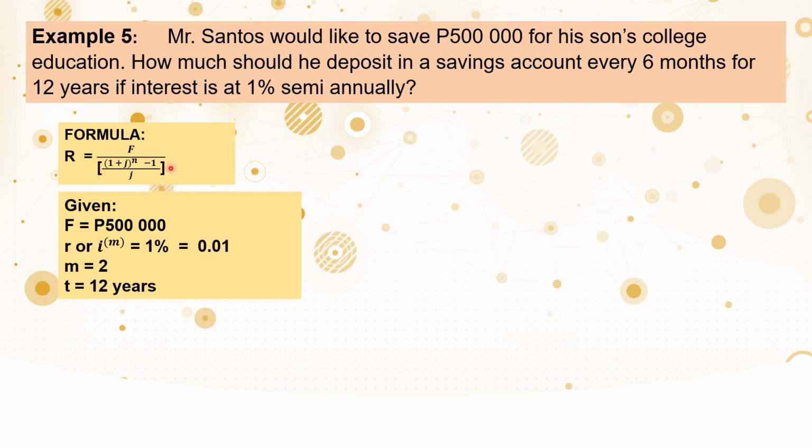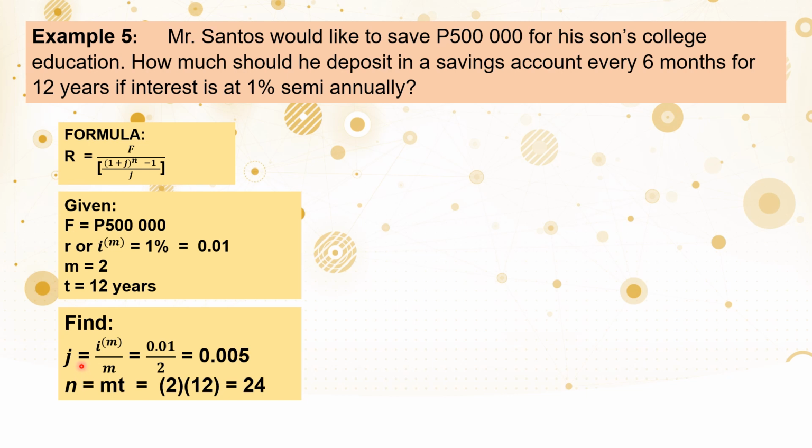In the formula, we need the value of J and N. So to find the value of J, just divide the rate over our M. Our rate now is 0.01 over our M is 2. 0.01 divided by 2 is equal to 0.005. And to find for N, just multiply M and T. So our M now is 2 times our T, which is 12. So 2 times 12 is equal to 24.